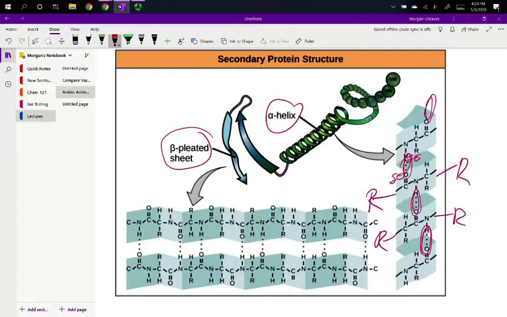We'll talk about why them coming off at different positions is important, but for now, just the idea that we can attach the amino acid backbone to itself through hydrogen bonding in order to create an alpha helix is part of our secondary structure.